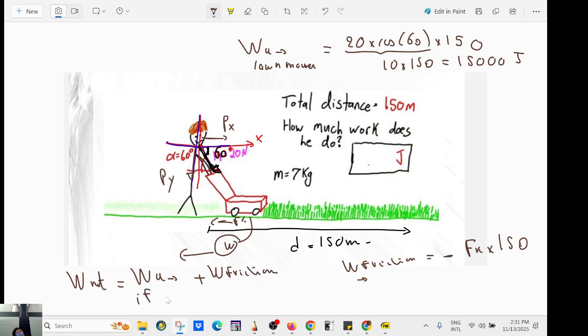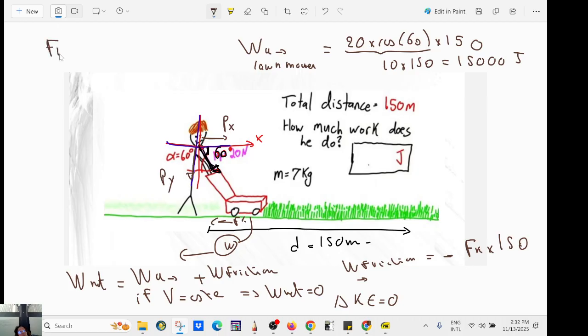If the speed is constant, of course the net work will be equal to zero because there is no change in kinetic energy. Is that clear? It's like you make, I don't know, 2,000 a month, but you withdraw 2,000 a month, so there is nothing left. In that case, you cannot be in negative.